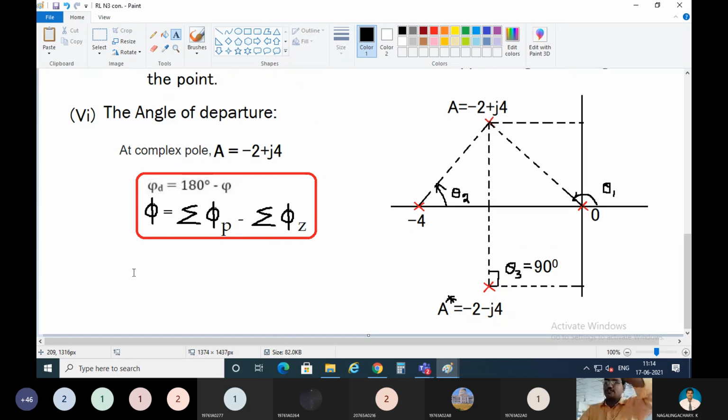Okay. So what is phi? Phi is equal to phi 1 plus phi 2 plus phi 3. Phi 1 is 180 minus tan inverse 4 by 2. Theta 2 is direct tan inverse 4 by 2. Theta 3 is 90. You can add it, and finally you are going to have -90 degrees as the angle of departure.